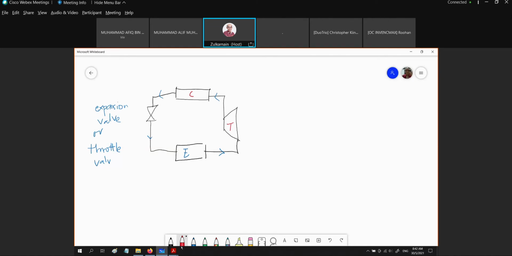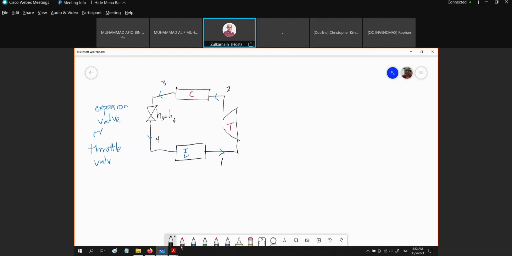And if we remember, for a flow device, the type of process that we could have is what is called the isenthalpic process, whereby the enthalpy does not change. So if I put here state 1, state 2, state 3, and this is state 4, it means that for the expansion valve we are going to have H3 equal to H4.